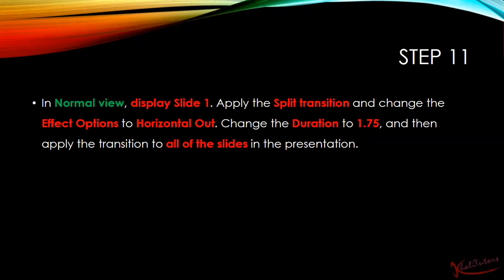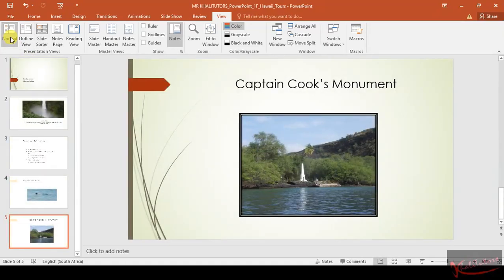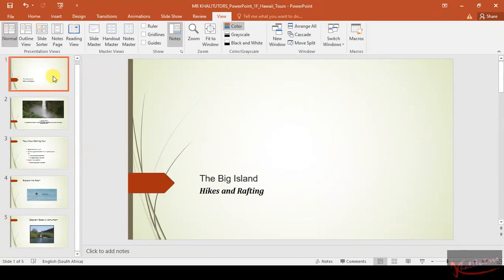Let us go back to our working document and implement these instructions. The working document is this one. Remember, when we finished instruction number 10, we were left with this view. Now they told us that we need to go back to normal view. Click on normal. After clicking on normal, they told you that you need to display slide 1. This is slide 1.